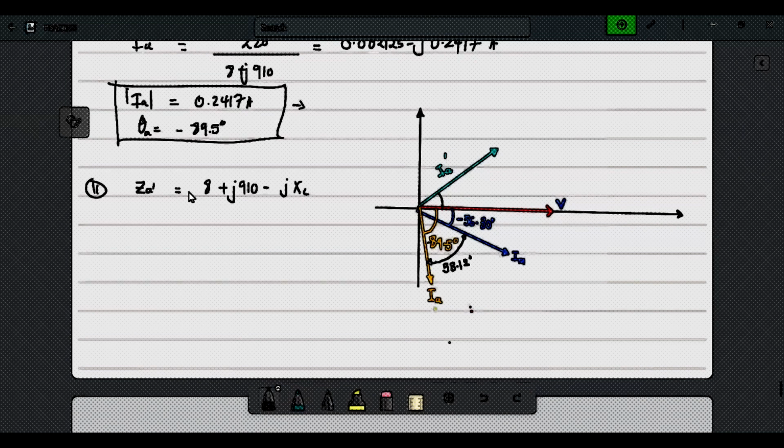So this current now is going to lead the voltage by this angle. I'll call this angle phi A prime, from the auxiliary winding. So we're going to get a new angle, leading this voltage by that much. The overall angle between the main winding and the auxiliary winding now has to be 90 degrees. This is what we want to achieve.